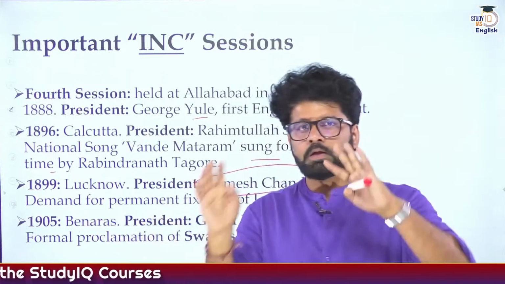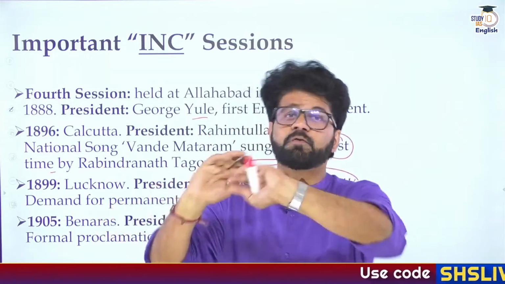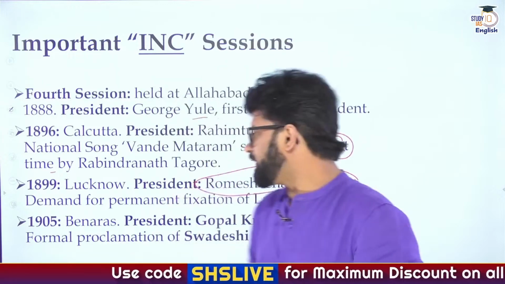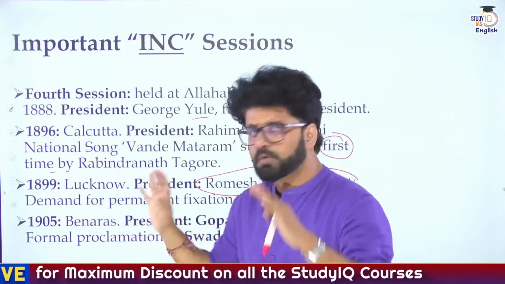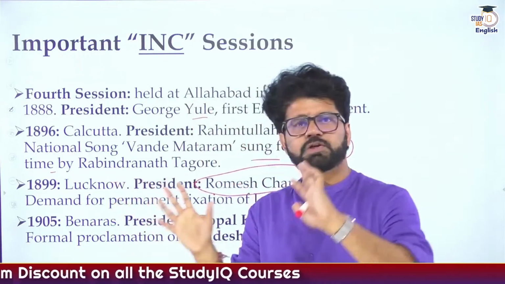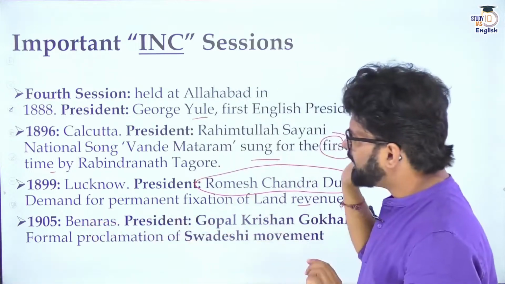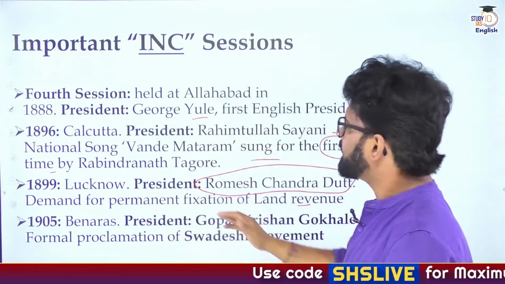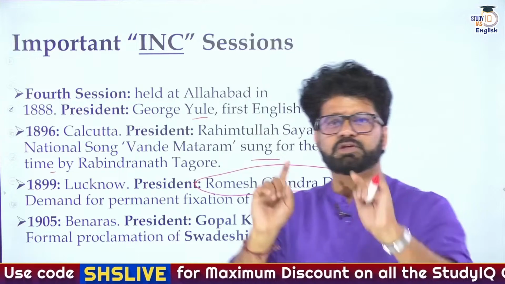Now here, the 1885 session is very important because that is the first Congress session. The 1905 to 1907 sessions are again very, very important because during this period, if you follow modern history, you may know that Swadeshi, boycott, and partition of Bengal were all going on. So you have to read the 1905 to 1907 sessions one by one. You cannot break them apart. 1905, Banaras, Gopal Krishna Gokhale, proclamation of Swadeshi.